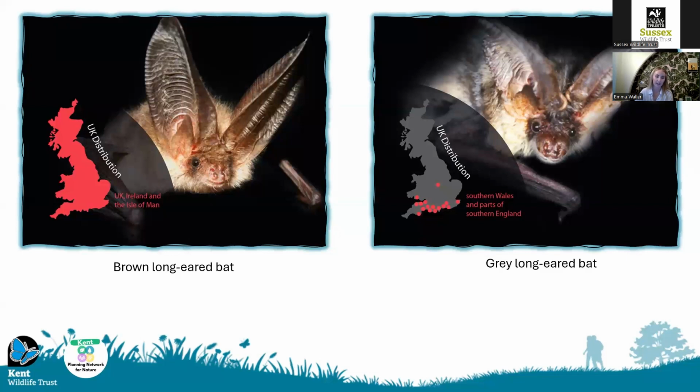So their roost sites are usually near woodland as they forage along linear features such as woodland edges and hedgerows. And compared to pipistrelles, long-eared bats like a bit more space for their roost sites. So they're often found roosting in high timbered lofts where they can fly around the roof void before emerging.